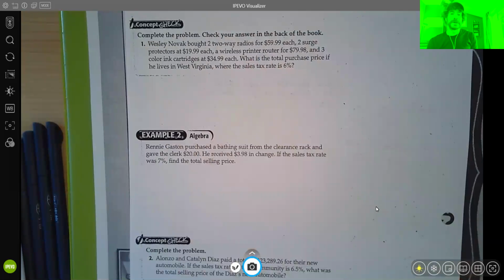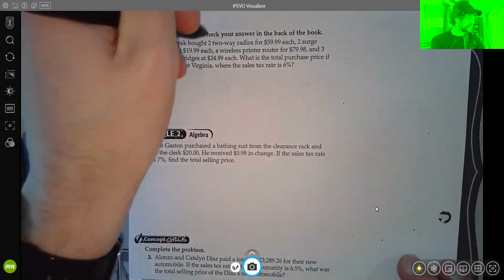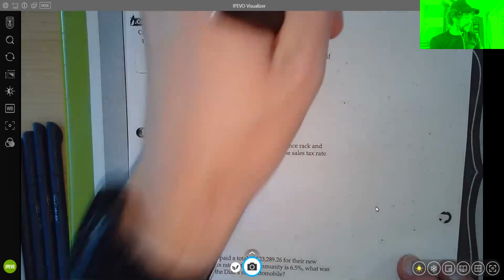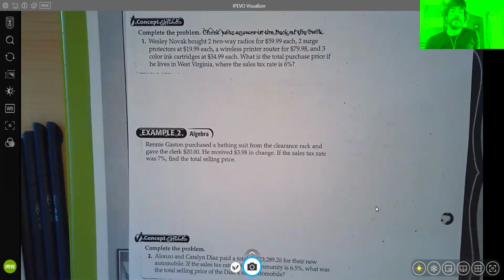All right, here we go. Complete the problem. There's no book. So Wesley Novak bought two-way radios for $59.99 each, 2 surge protectors at $19.99 each, a wireless printer router for $79.98, and 3 color ink cartridges at $34.99 each. What is the total purchase price if he lives in West Virginia, where the sales tax is 6%?